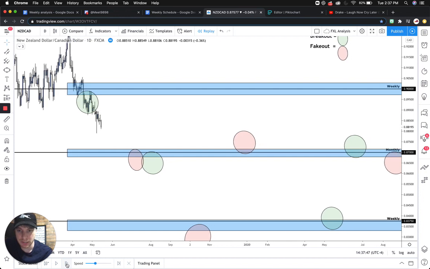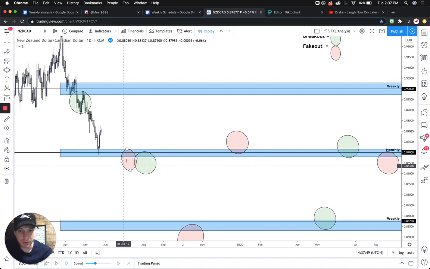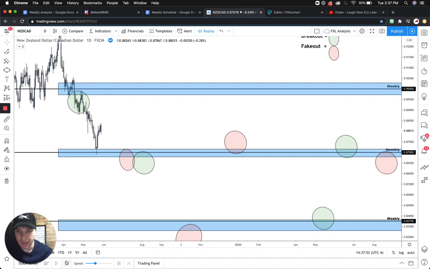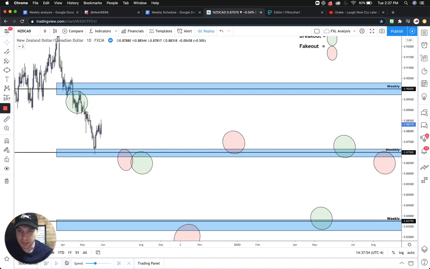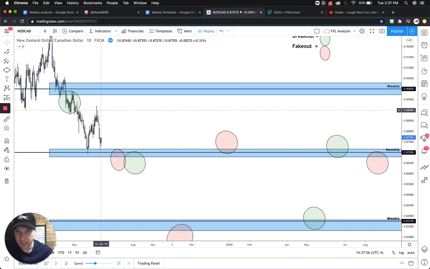So let's keep playing it forward and see what happens. Price action continues to drop. It goes right to that monthly zone, pulls back. Okay, is it going to bounce or is it going to break through the monthly? Let's see. Pulls back quite a bit, gives us another lower high. Test the monthly again. Let's keep going.